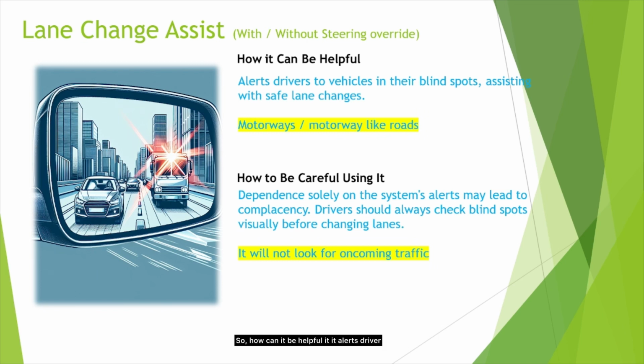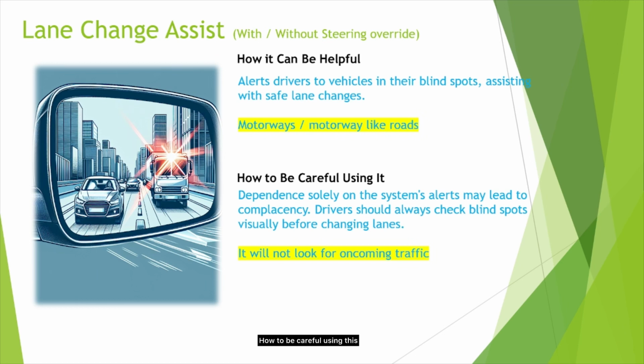That's it. So how can it be helpful? It alerts the driver to vehicles in their blind spots. So especially when you're trying to change your lane, and if there is a vehicle in your blind spot or in a not so safe zone, then it alerts you. And take a note that this is always useful in motorways or motorway-like roads, so especially autobahns where lane markings are very clear.